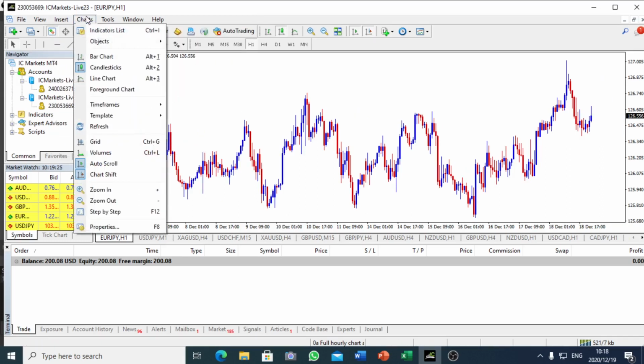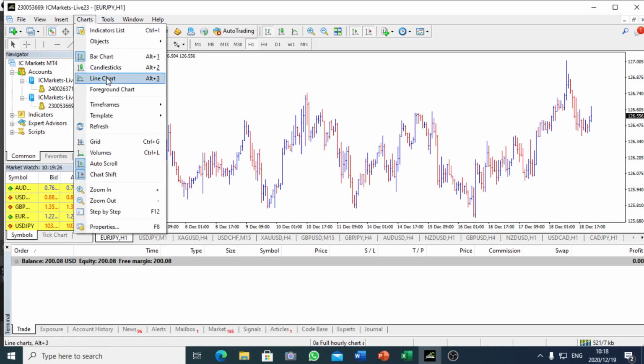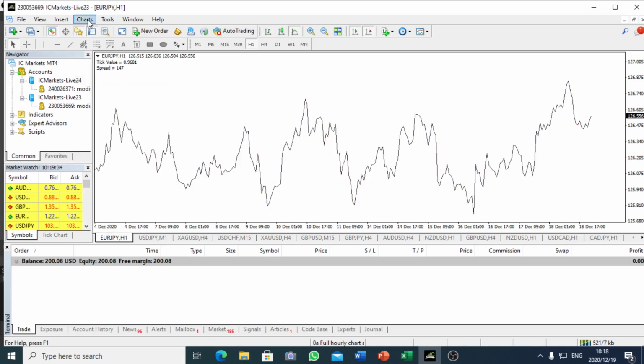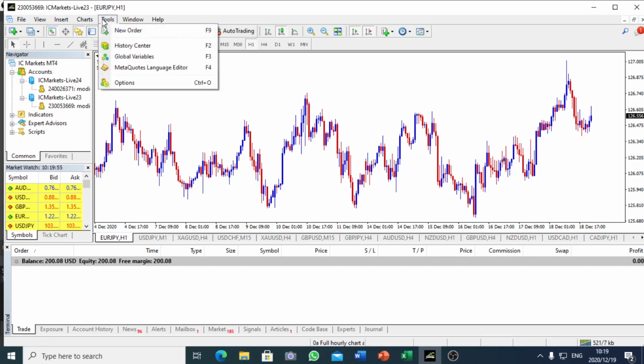Charts. From charts, remember we said these are candlestick patterns. You can change them here at this area to line graph, back to candlesticks. What you did here, you can also do from this area. Let's go back to candlesticks. Like I said before, everything that is here can be found here. Tools that you'll need. History center.